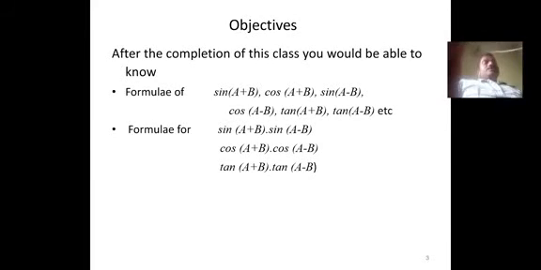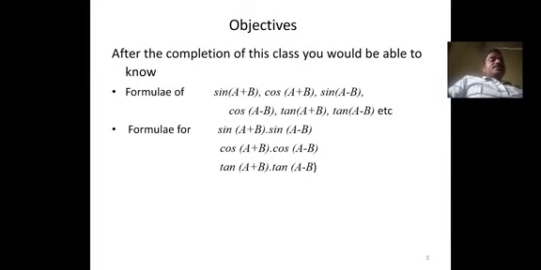Now sin of A plus B into sin of A minus B is sin square A minus sin square B, or cos square B minus cos square A. Cos of A plus B into cos of A minus B is cos square A minus sin square B, or cos square B minus sin square A.